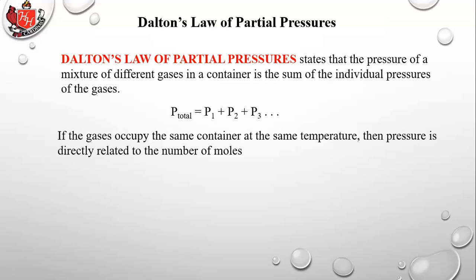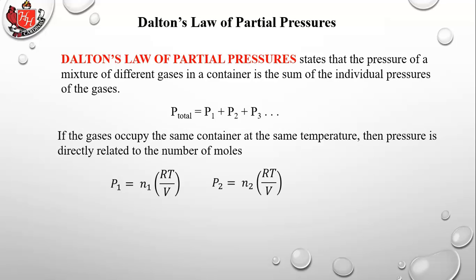If the gases occupy the same container at the same temperature, then the pressure is directly related to the number of moles. So if you assume that the temperature is the same and the container is a fixed container, that means the volume is going to be the same. Whenever you hear the term rigid container or fixed volume, R, T, and V are all constant. They can't change. So the only thing that can change to affect the pressure is the number of moles. And we learned with Avogadro's law that if you double the number of moles, you'll double the pressure. If you cut the number of moles in half, you'll cut the pressure in half. So there's a direct proportional relationship. As one goes up, the other one goes up, and as one goes down, the other one goes down.